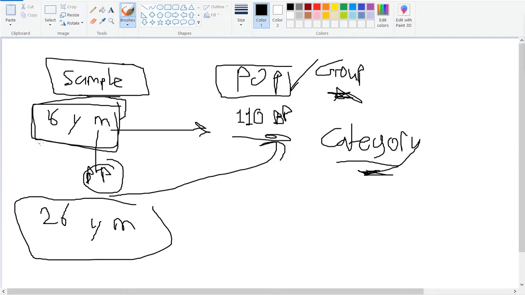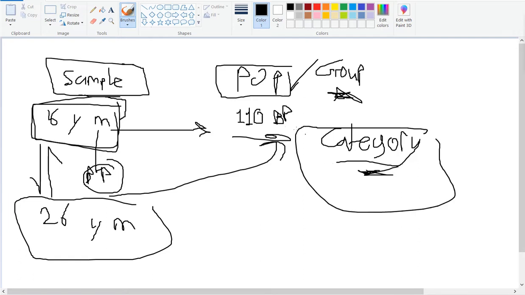No, you're rather comparing two samples to each other. Is the mean of 16-year-old males the same as the mean of 26-year-old males? You're not comparing them to some external category like 110 or something like that.